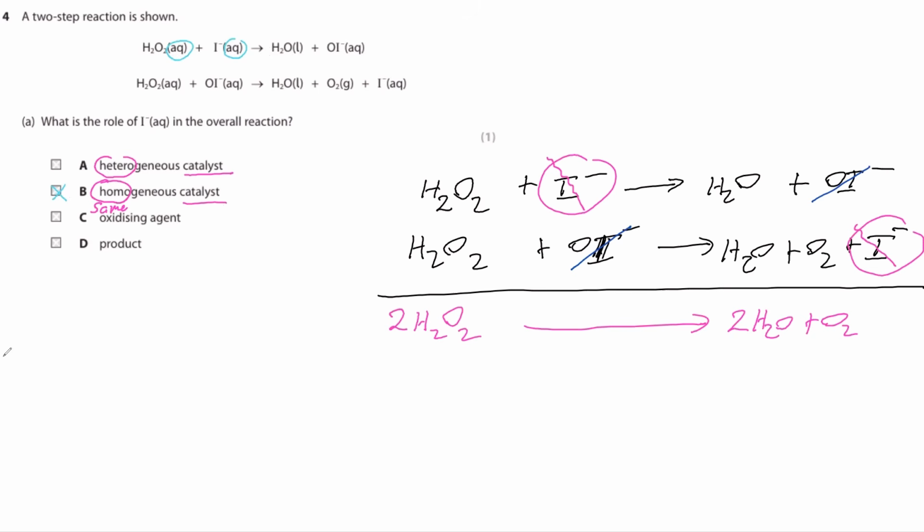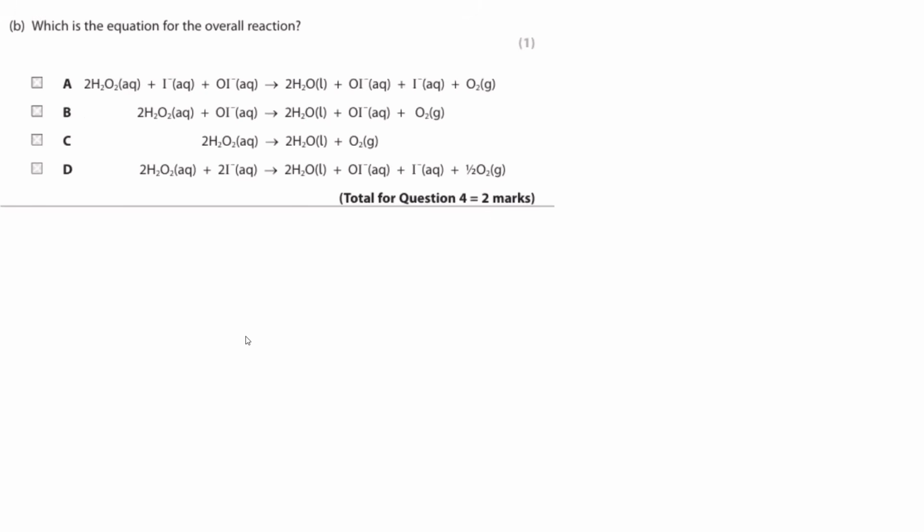Let's go for part B. Part B says, which is the equation for the overall reaction? We just found it, no? We just wrote the equation for the overall reaction. When you add them together, we got 2H2O2 reacts giving you 2H2O plus O2. 2H2O2 gives you 2H2O plus O2. So it's simply a decomposition reaction. So therefore question number 4, part B, our answer is C. Okay.